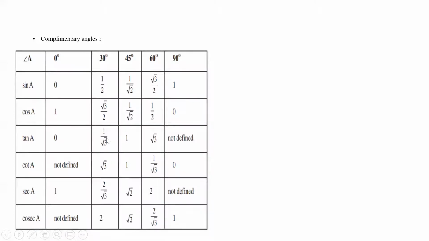Similarly, tan 30 is 1 by root 3. You see, cot 60 is 1 by root 3. So tan 30 is equal to cot 60. Cot 30 is equal to tan 60. Because this is tan and this is cot, and they are complementary, the 90 minus degrees are equal.